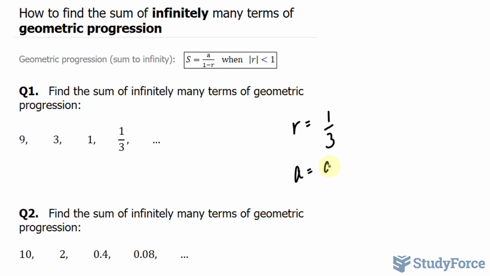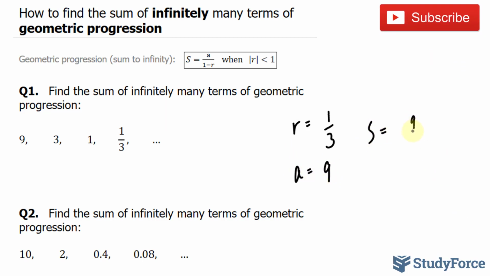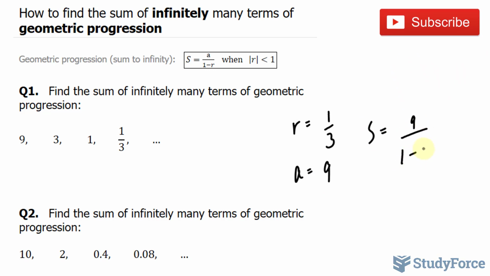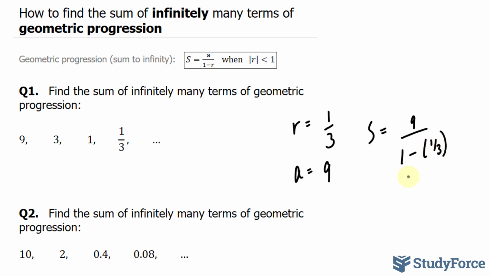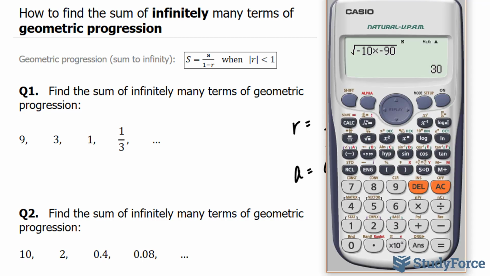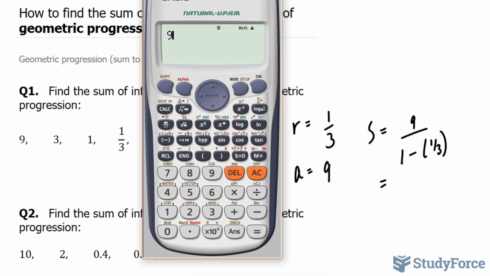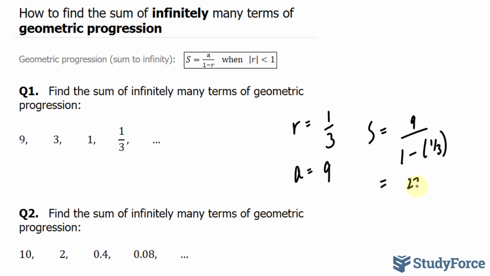a, on the other hand, is equal to 9, so I'll substitute these values. S is equal to 9 over 1 minus a third. Let's use our calculator for this. 9 divided by 1 minus 1 over 3. This gives us 27 over 2, or as a mixed fraction, 13 and a half.